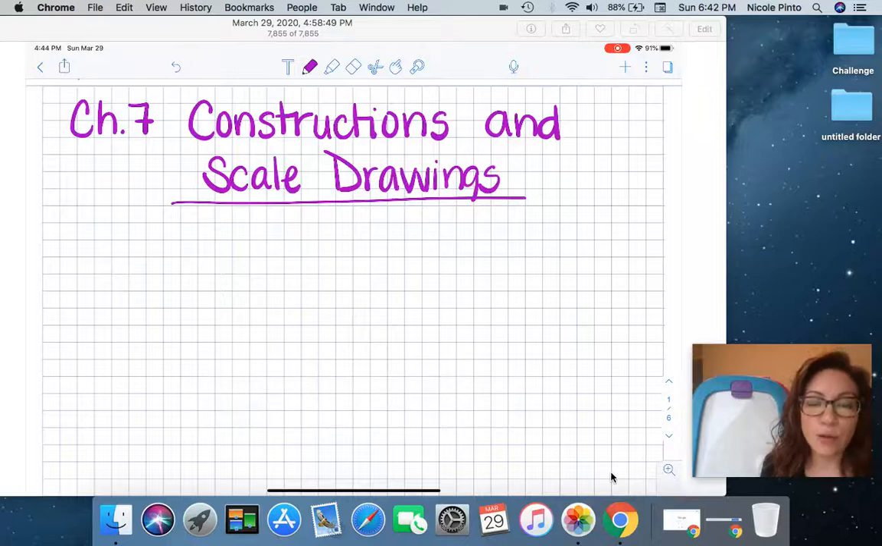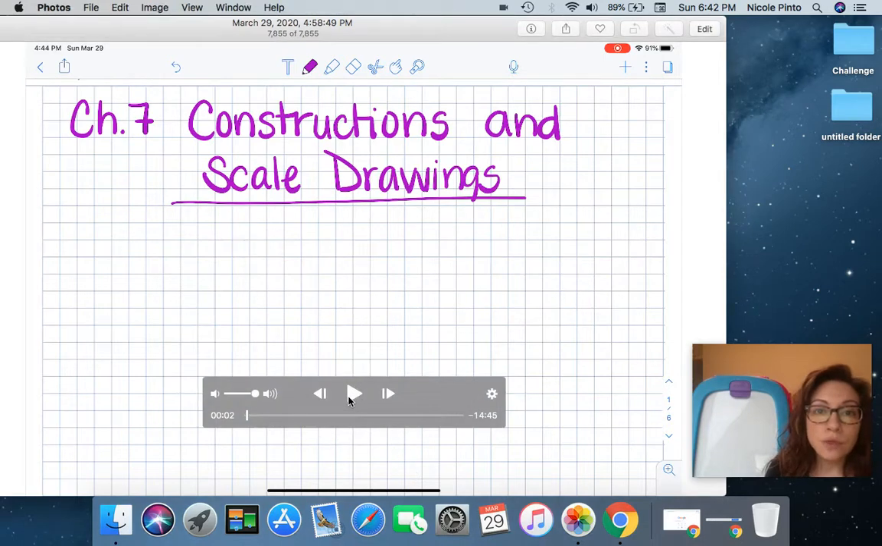Guys, so we are moving on to chapter 7, okay? Constructions and scale drawings. Now, this is going to use a little bit about what you know about angles, and we're going to start with that first, okay? So, when we're looking at scale drawings, like I said, you need to know a little bit about your angles.